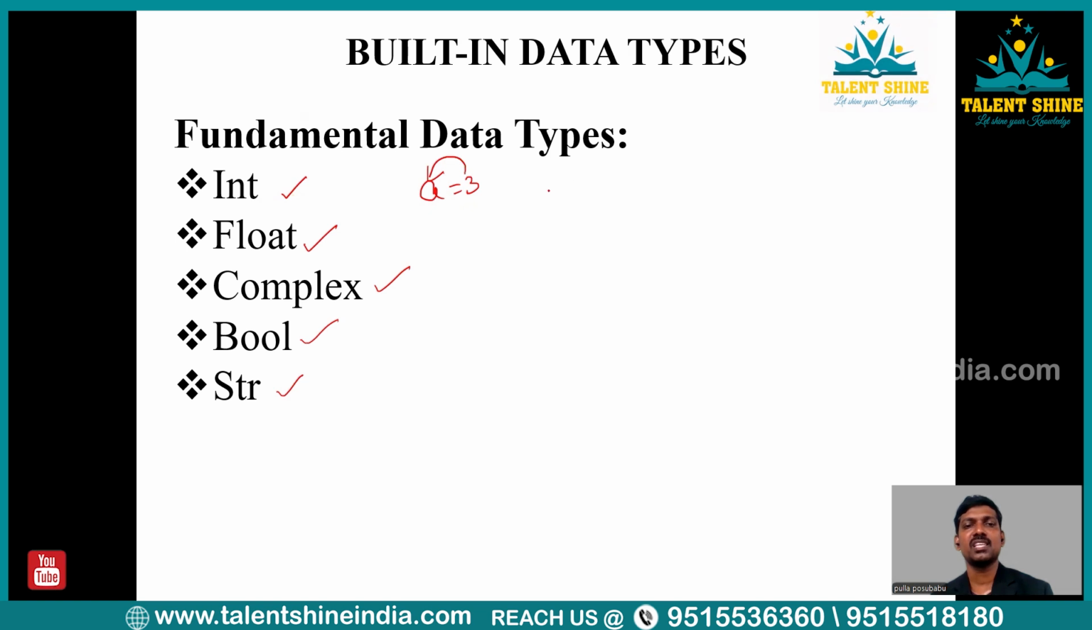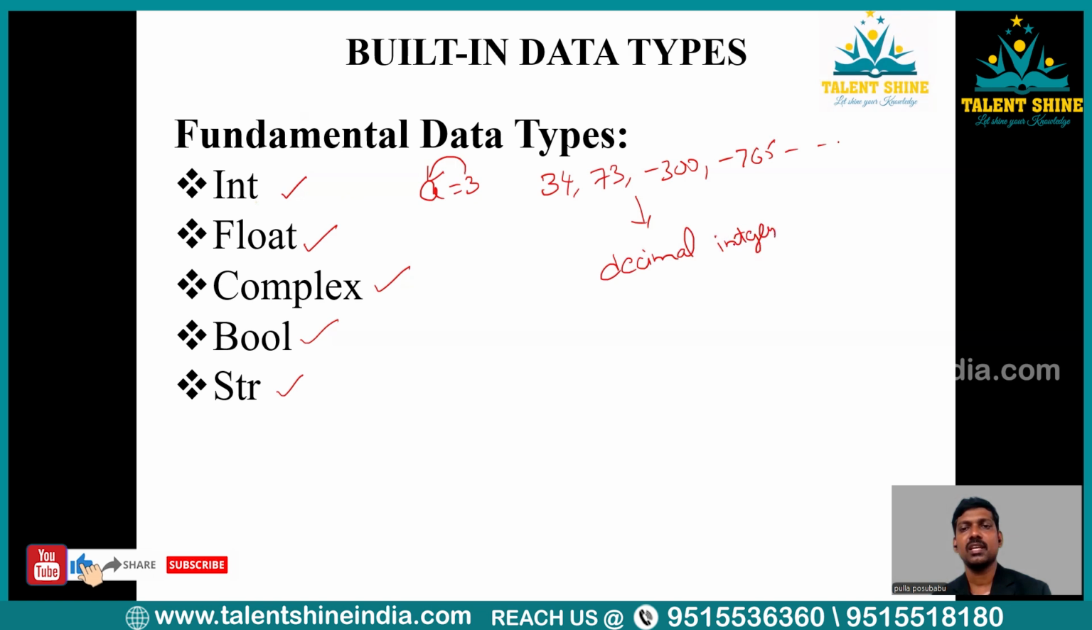Let me give you a few examples for the integers: 34, 73, minus 300, minus 765. All these are examples of integer data type. What kind of integers are these? These are decimal integers. Now we can use decimal integers and assign them to variables. Hopefully everybody is familiar with decimal integers. Can we assign non-decimal integers?